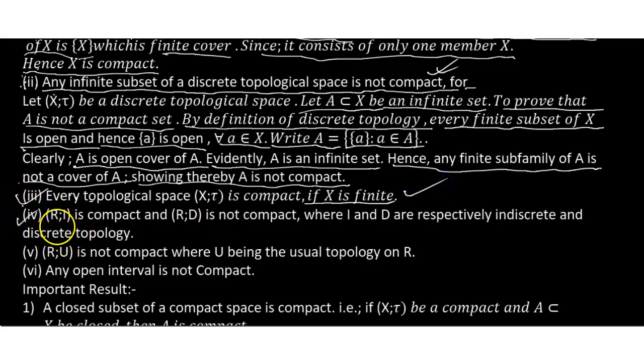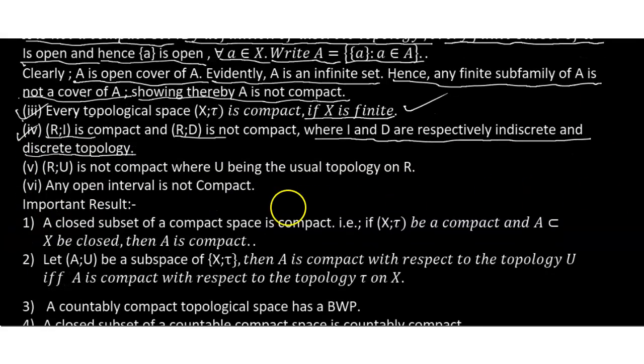Number 4, (R, I) is compact and (R, D) is not compact, where I and D are respectively the indiscrete and discrete topology. (R, U) is not compact, where U is the usual topology on R. Any open interval is not compact.